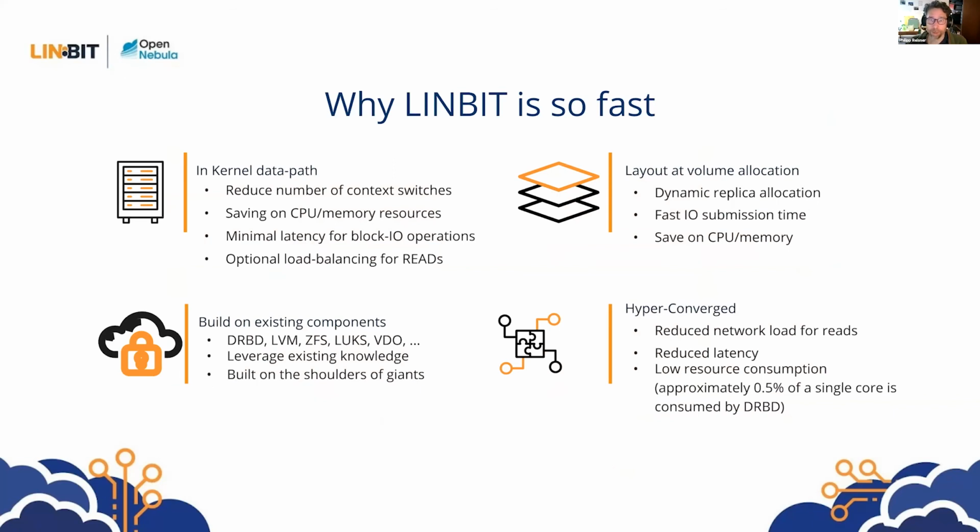So why is DRBD and LINBIT SDS a good choice when it comes to speed? It is since the DRBD kernel data path is completely in kernel. We don't leverage any userland daemons for that. We lay out the replicas at allocation time. When we do I/O, everybody knows where these I/Os go to. It's building on existing components, as you know, LVM, ZFS, LUKS, VDO, etc.